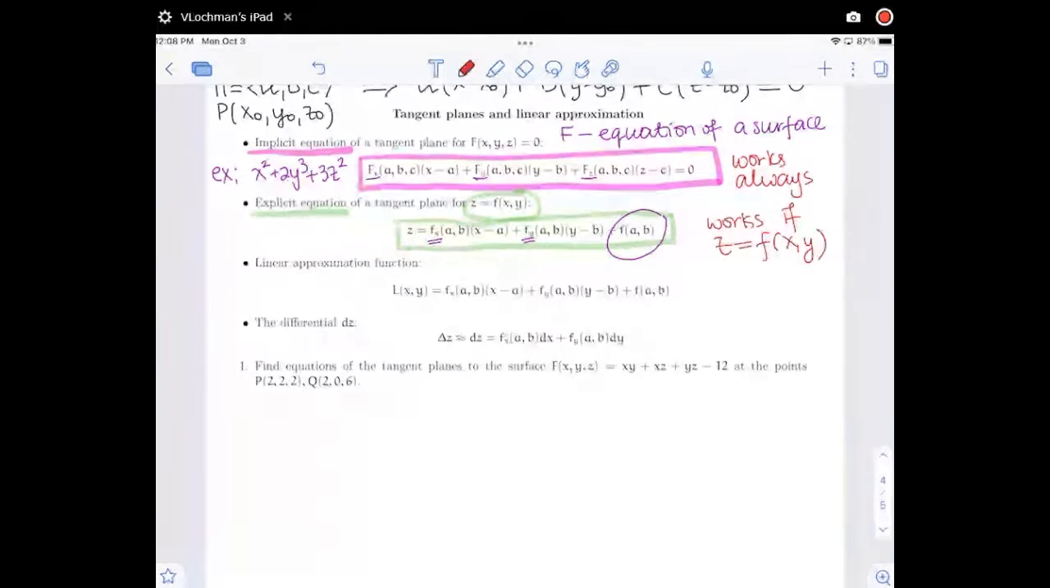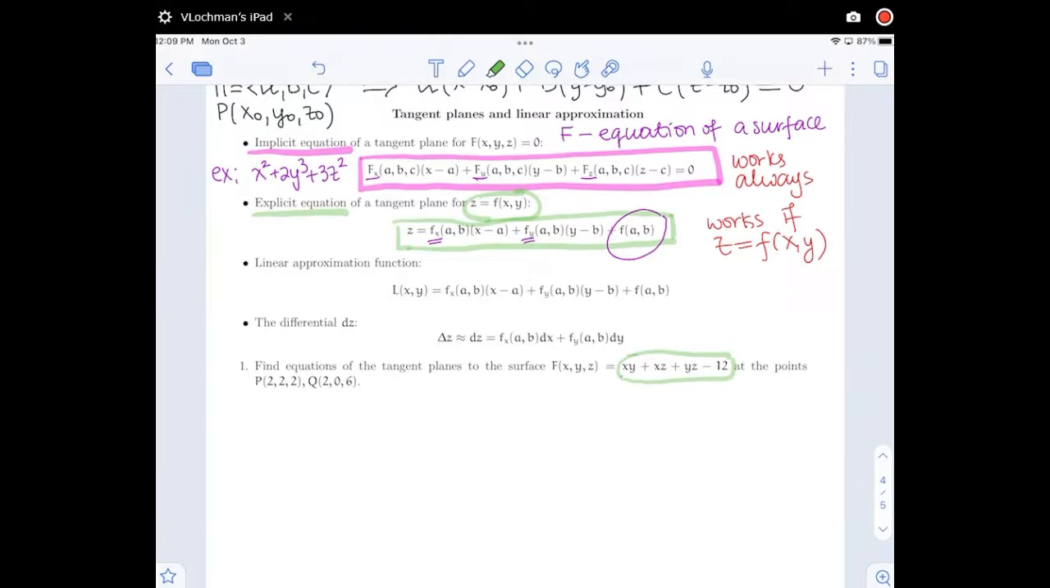Okay, let's take a look at this one right here. It says find the equation of the tangent plane to the surface. So one surface, two different points, so we have two different equations. Find equations of the tangent planes to the surface xy plus xz plus yz minus 12. Looking at this expression, I cannot solve it for just x or just y or just z.